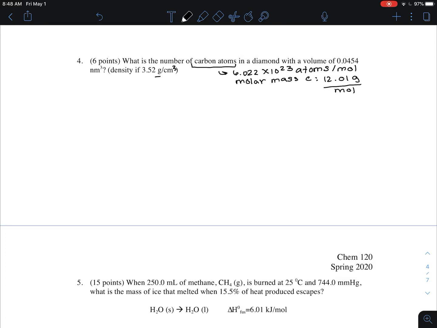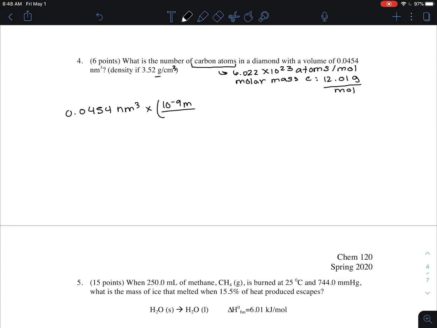Because I need atoms, and to get atoms, I have to get rid of moles. So then I need grams. Well, I'm given my density, so I can get my grams from my density. Again here, I'm given the volume, so I can use my volume and density to get my mass. But note that the unit is not the same, so you first have to convert. So I take my 0.0454 nanometers cubed and convert to centimeters.